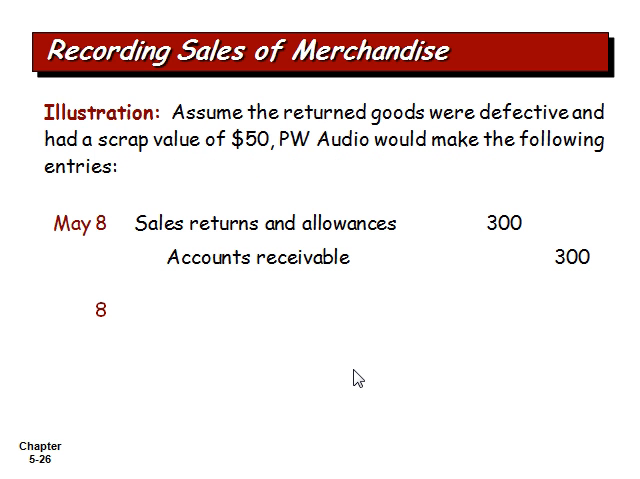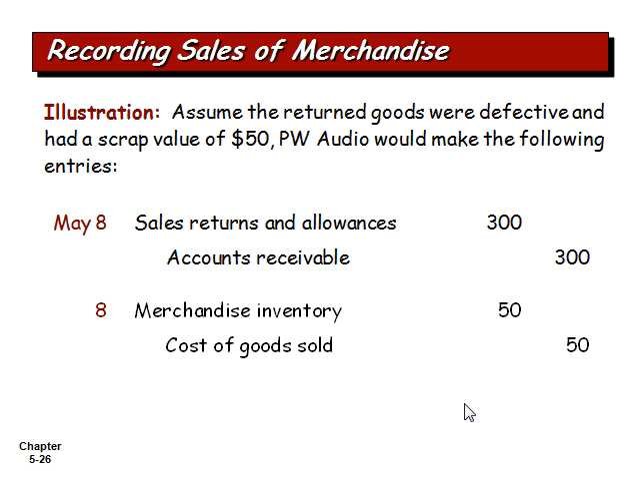So here's the assumption. Assume the returned goods were defective and had a scrap value of $50. P&W Auto will make the following. We debit the sales returns and allowances, credit accounts receivable. That's the same. For the next entry, they debit merchandise inventory for $50, credit cost of goods sold for $50.